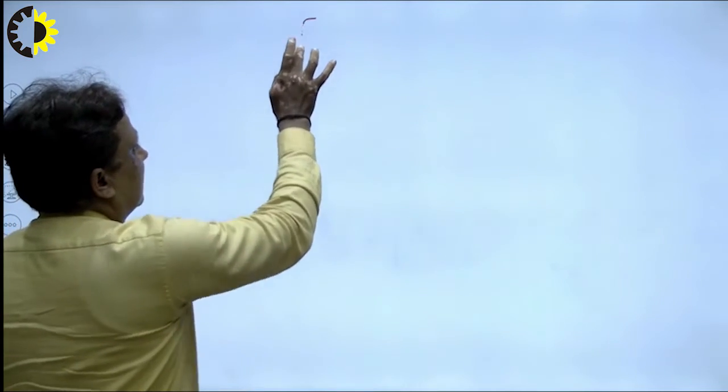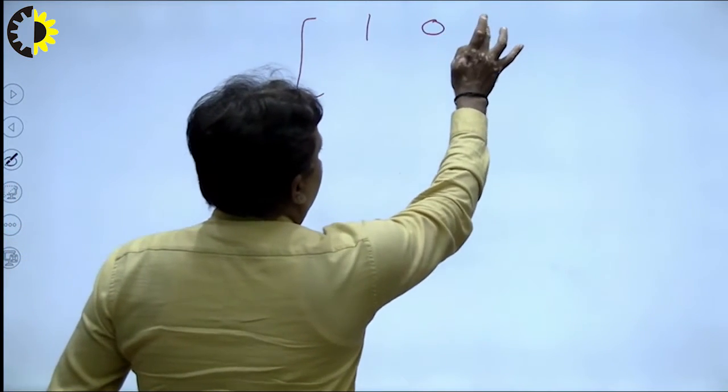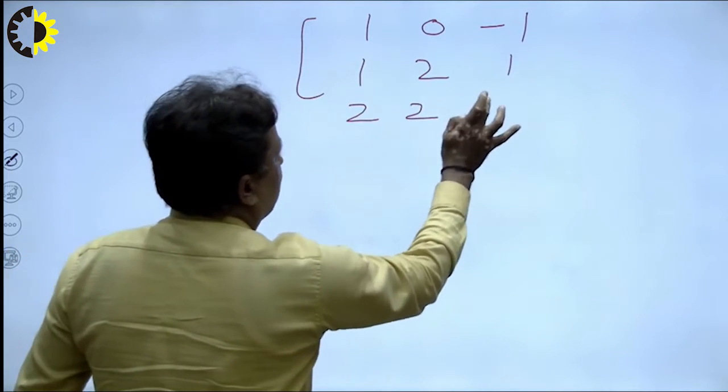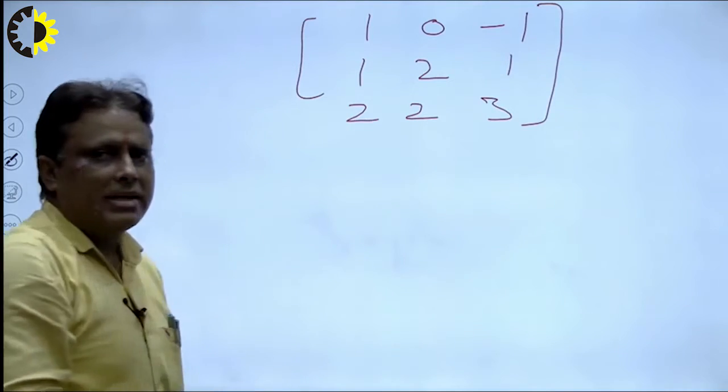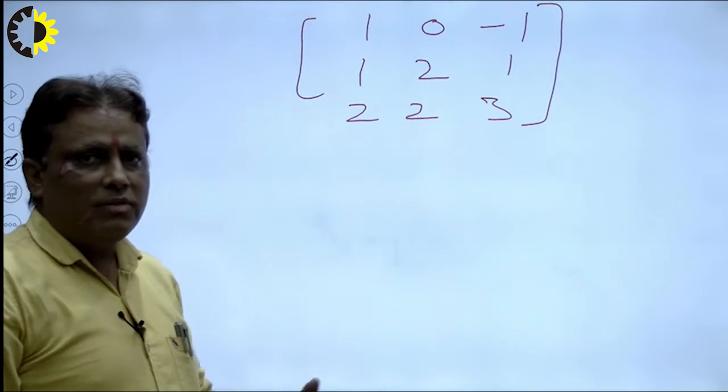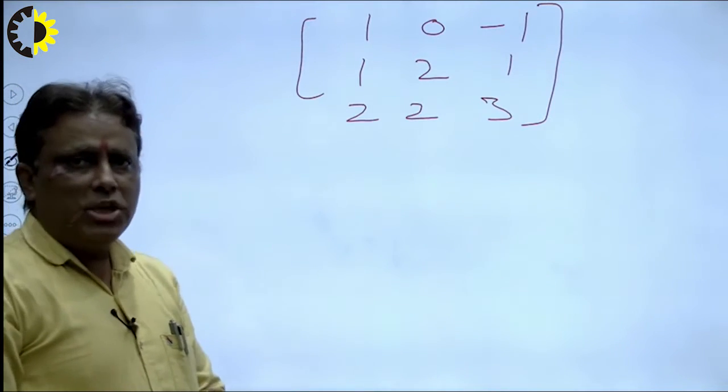Right, now the question is how to calculate the characteristic equation. I recall it again because some students have a query: sir, please remind the method of how to get the characteristic equation in a very short duration of time. So suppose I write the matrix 1 0 -1, 1 2 1, 2 2 3. This is a square matrix and I want to calculate its characteristic equation directly, without any explanation, in a very short duration of time.